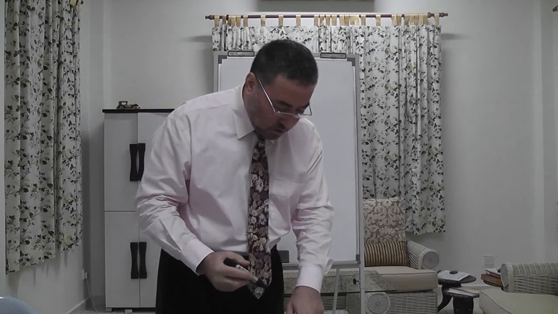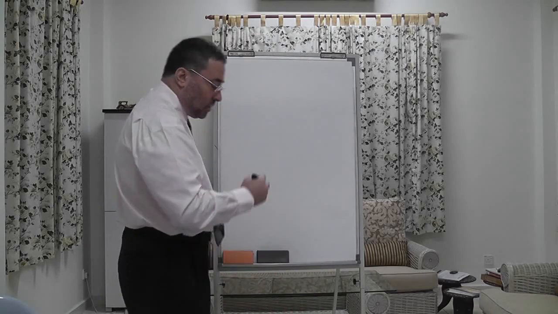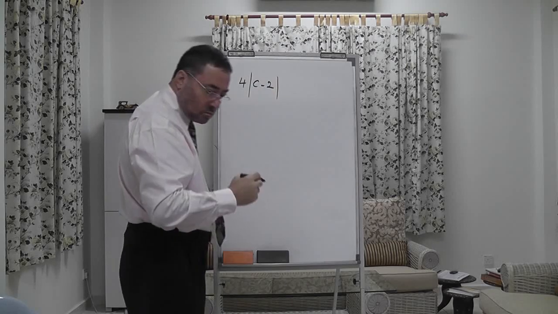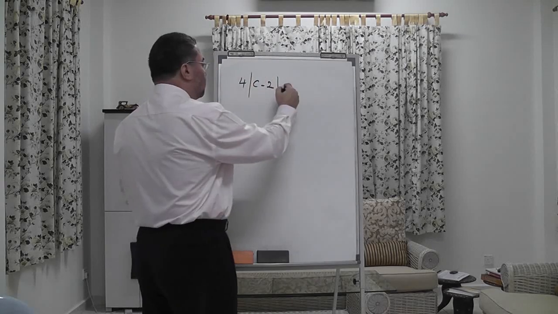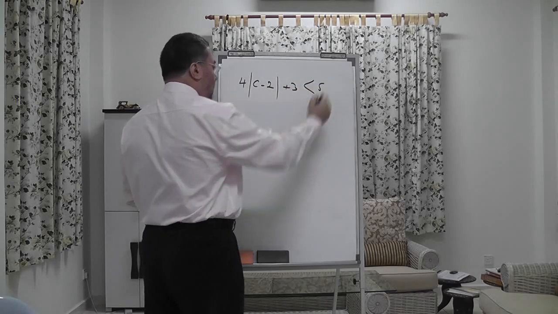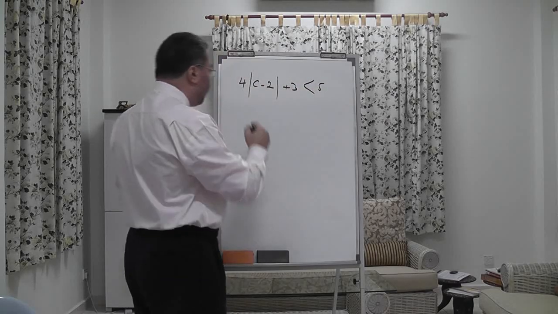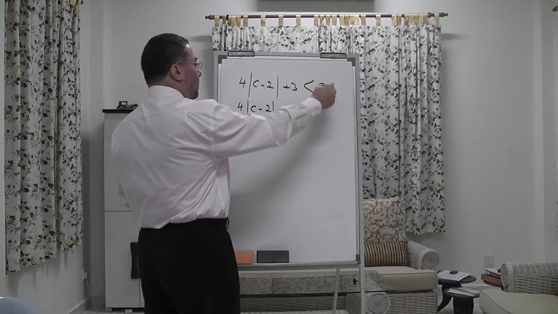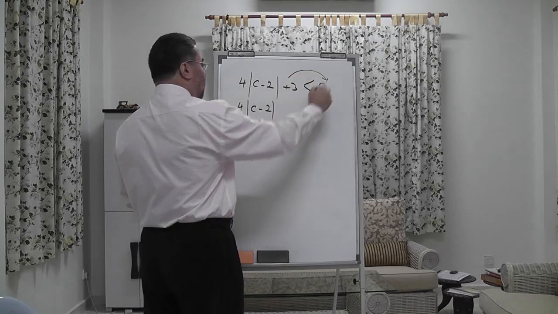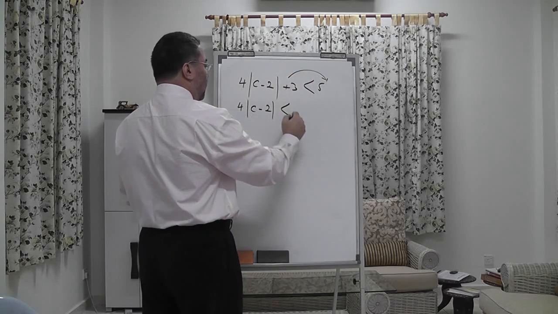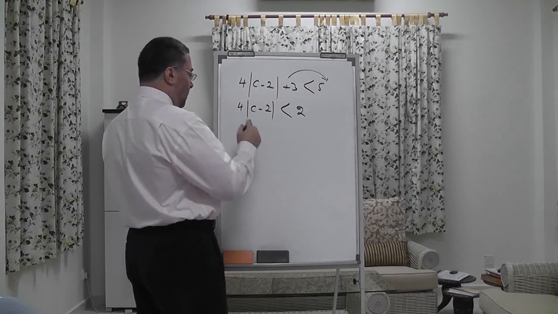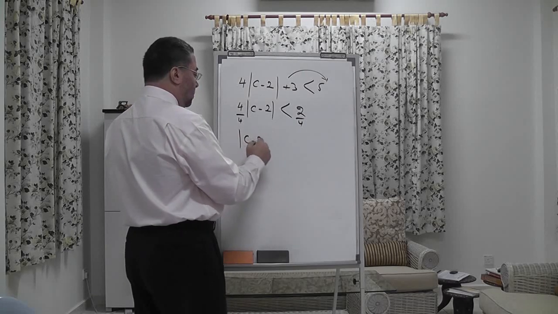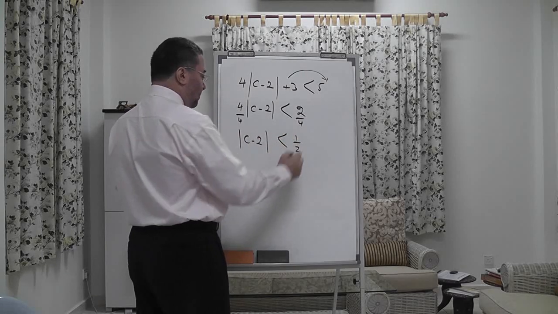Next is number 32, 4 absolute c minus 2 plus 3 is less than 5. 4 absolute c minus 2, we move the 3 to the other side and change the sign, so it will be minus 3, and the result will be 2. Here we divide everything by 4, and we get absolute c minus 2 is less than half.